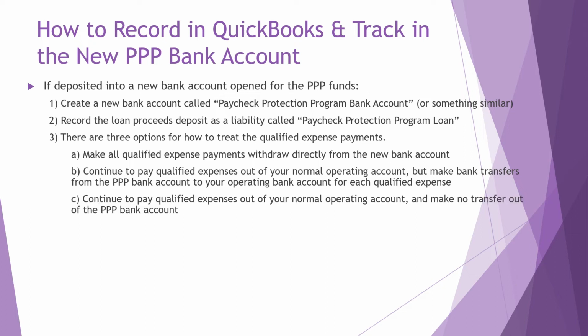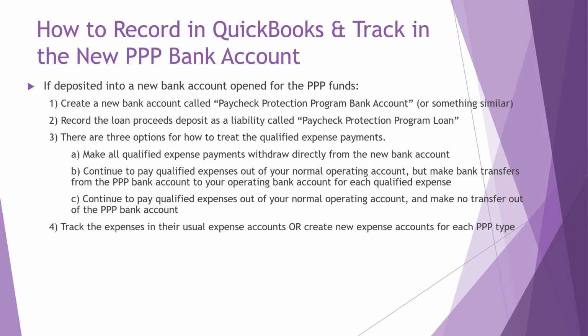And then option C would just be to continue to pay the qualified expenses out of your normal operating bank account and don't do the transfer out of the PPP bank account. In that case, those loan proceeds would just sit in full in the PPP bank account, and then you could wait until you actually get the loan forgiveness amount. Once you know the loan forgiveness that the bank has accepted, you could at that time transfer that amount from your PPP bank account to your operating bank account.